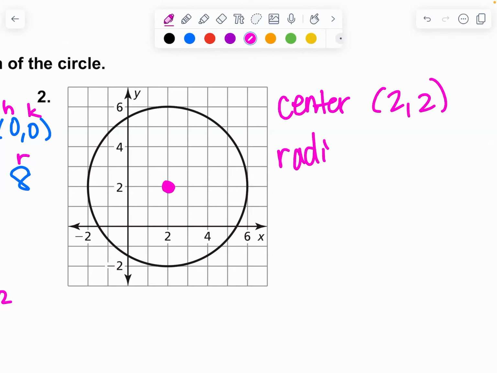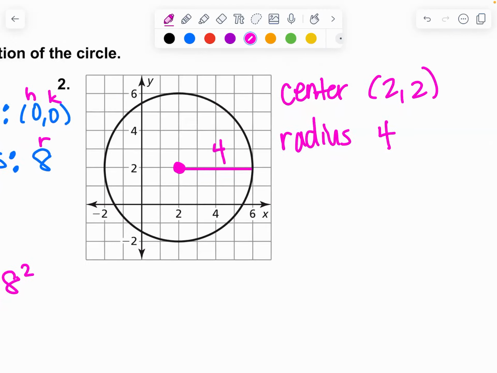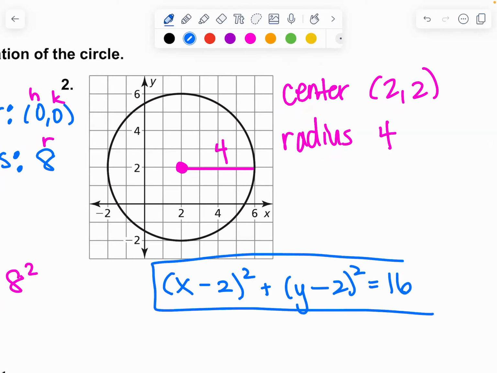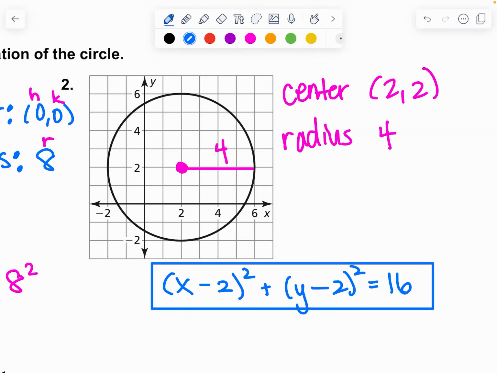What about our radius? This one for real is 4, right? So when we write the equation of our circle, we are going to write (x - h)^2 + (y - k)^2 = r^2. And since r is 4, I'm going to write r squared as 16.